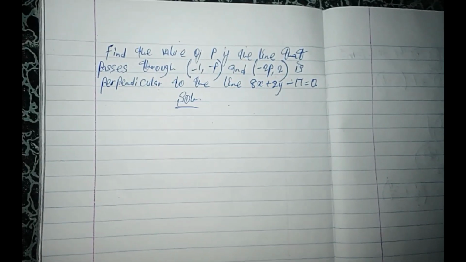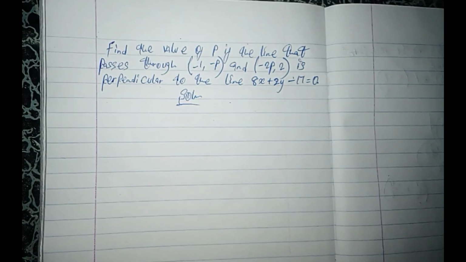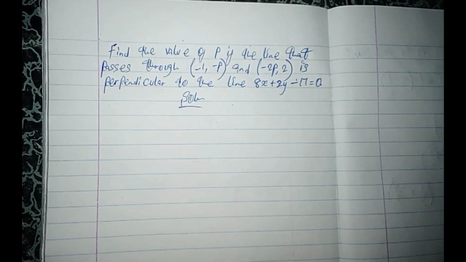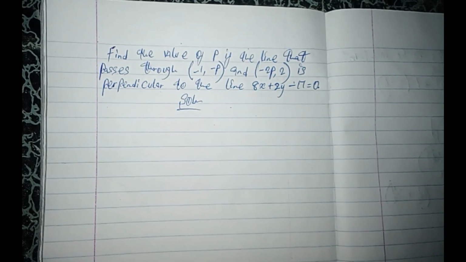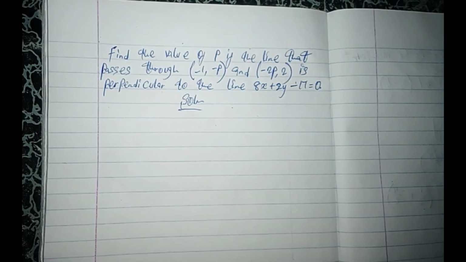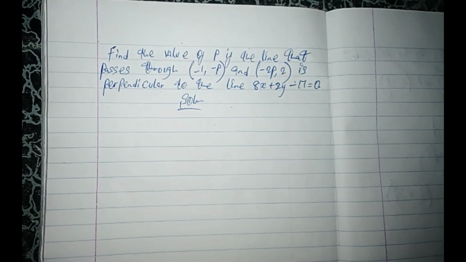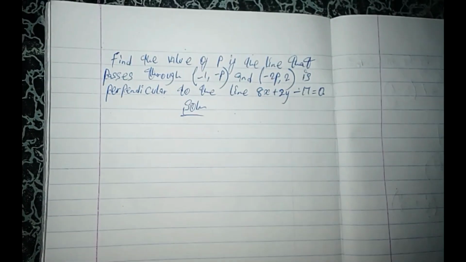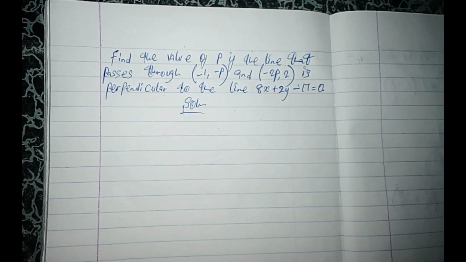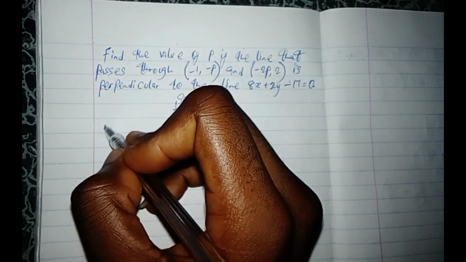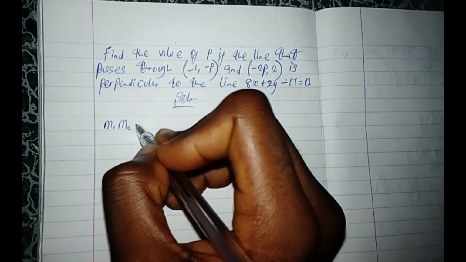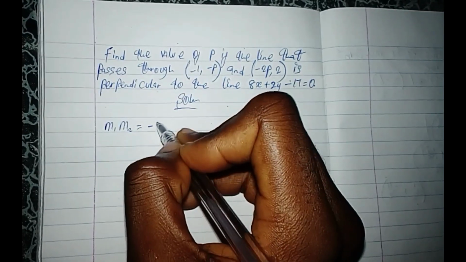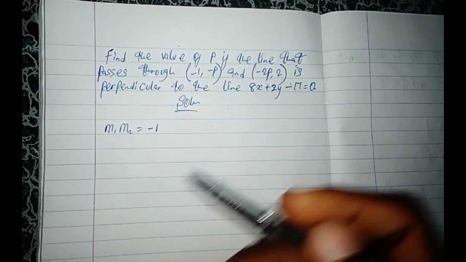In this question, it says find the value of p if the line that passes through (-1, -p) and (-2p, 2) is perpendicular to the line 8x plus 2y minus 17 equals 0. Now, I want to tell you something about perpendicularity. When two lines are perpendicular, you should know that the gradients of the two lines, m1 and m2, when they multiply themselves, they should give you -1. This is the guide we use to solve this question.